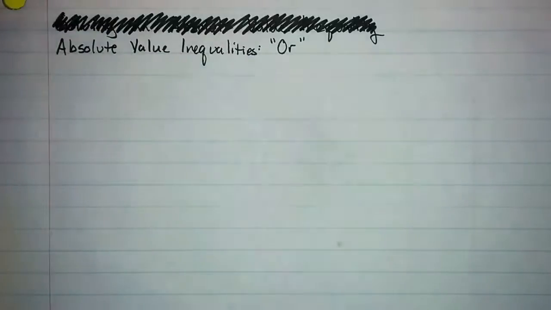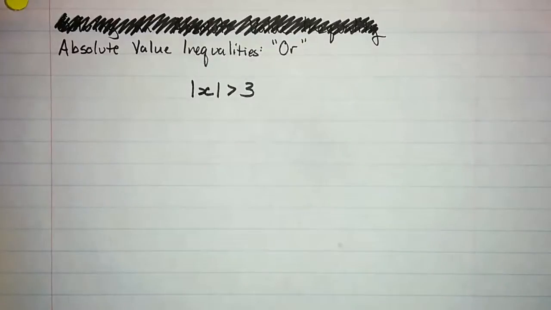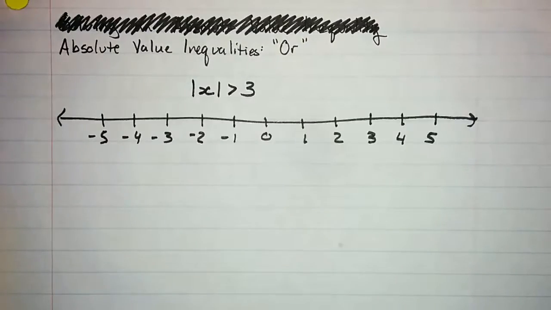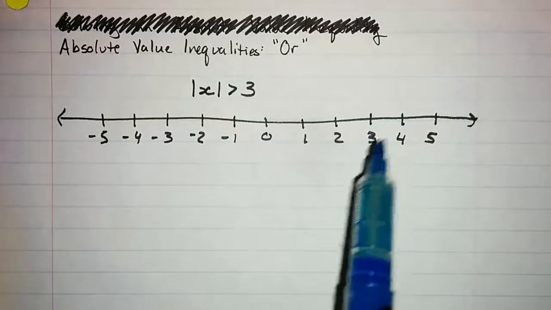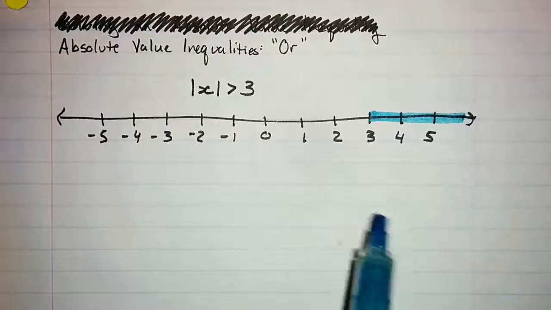What happens when we have an absolute value inequality like this? What does this look like on the number line? When we say the absolute value of x is greater than 3, we mean the distance from x to 0 is more than 3. So 1, 2, 3, and further away than that.